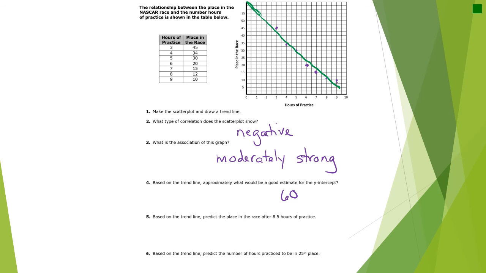Based on the trend line, predict the place in the race after 8.5 hours of practice. So if we go to 8.5, it'll be right there. What would my value be? Looks like it's going to be between 5 and 10, so 7.5.